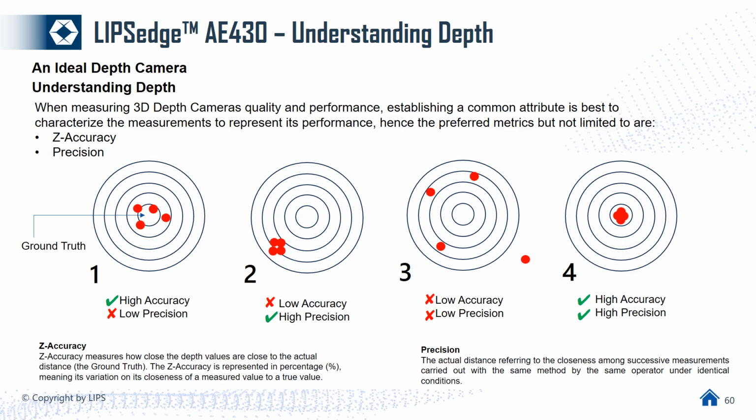In the third chart, the measurements are dissimilar in many ways and far from being concentrated, reflecting a poor accuracy and precision. And in the fourth chart, the readings for both accuracy and precision are concentrated on the ground truth, reflecting a high accuracy and high precision.